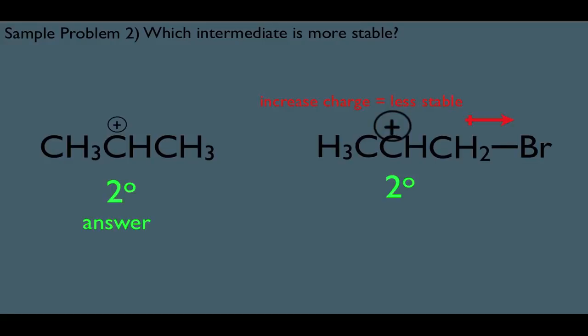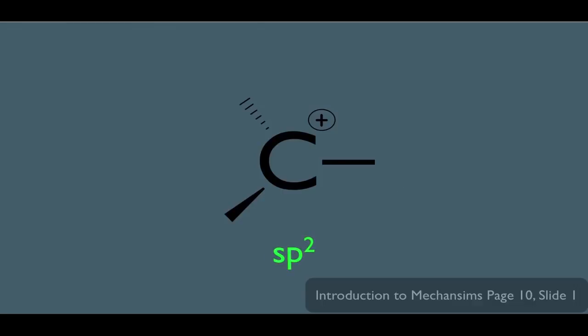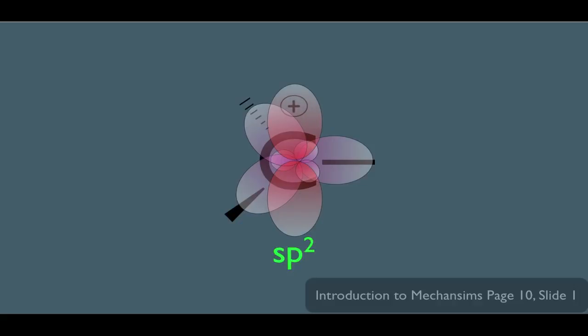Now, let's understand why we get the trend that we get. Here is a typical carbocation. If you determined his hybridization, you would see that he is sp2 hybridized, which means, remember, he has 3 sp2 orbitals about him, 1 here, 1 right here, and 1 like this. And that also means he has an unhybridized p orbital, and that happens to be where the positive charge resides.